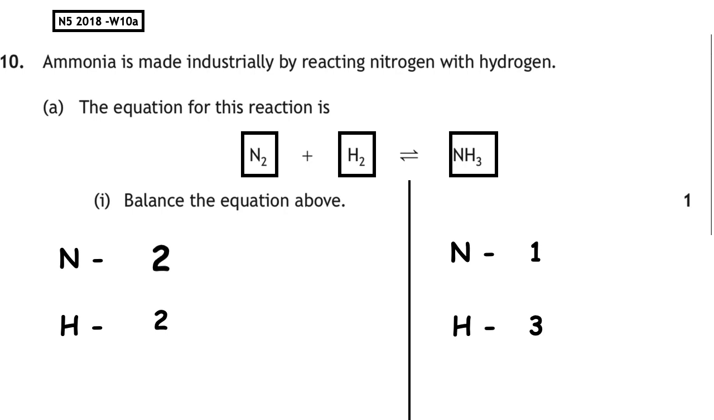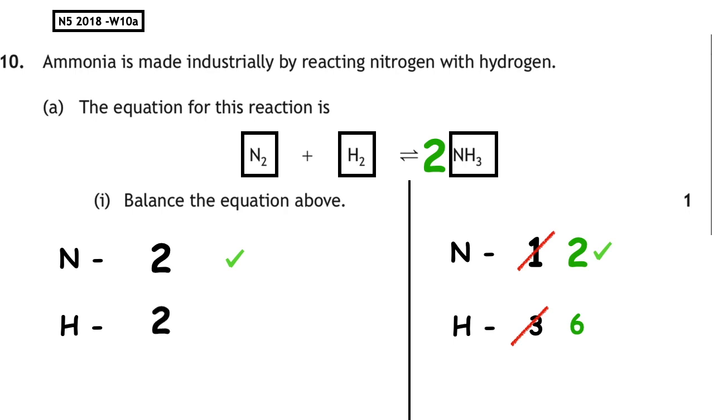So we check our shopping list. Nitrogen, we've got 2 on the left, 1 on the right. That doesn't balance, so we have to put a 2 in front of the NH3. Remember, we don't put a number inside the box. 2 times 1 is 2. How many hydrogens have we got inside the box? We've got 3. But how many numbers have we got outside the box? That's 2. 3 times 2 is 6. So we've now got 6 hydrogens. Nitrogen's balanced, so we can tick them off.